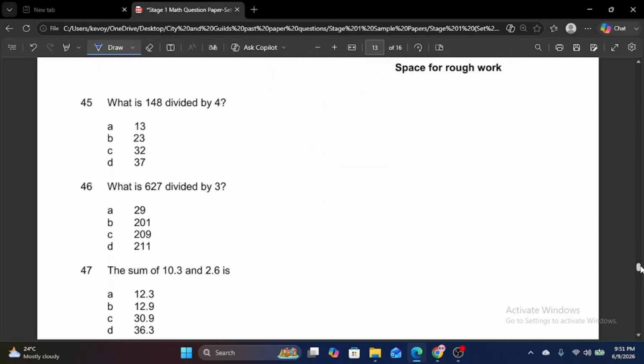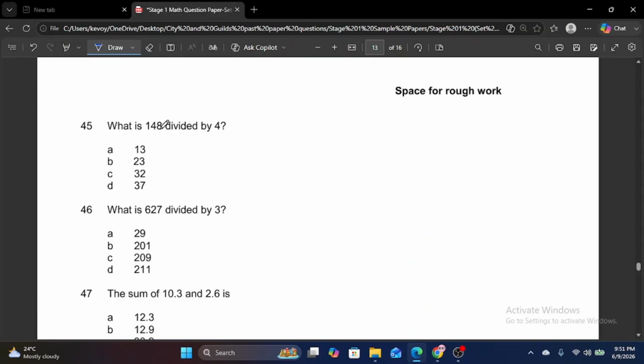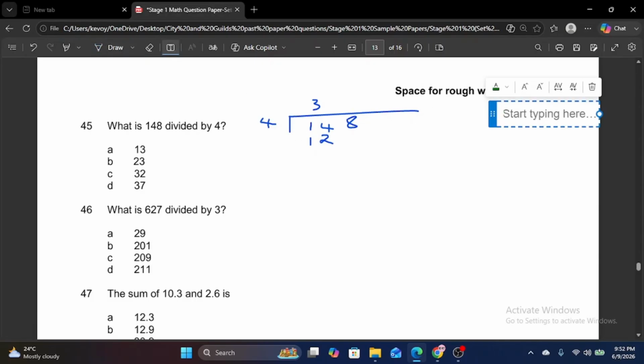Alright, moving on. Question 45, what is 148 divided by 4? So we're on division, it seems. So let's quickly do that one. 148. Alright, so let's look at 14. 3 times 4 is 12. We can't do 4, because 4 times 4 is 16, that's too big. So these are the steps for division.